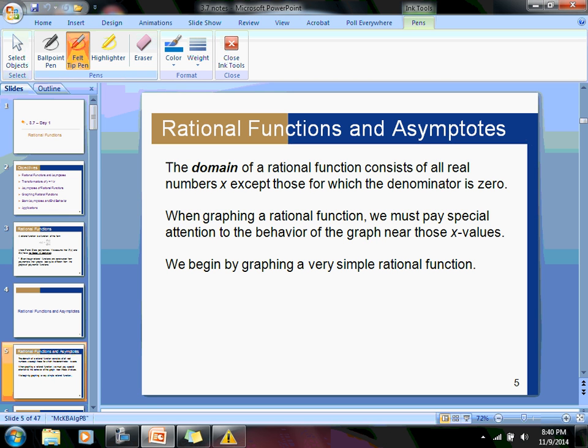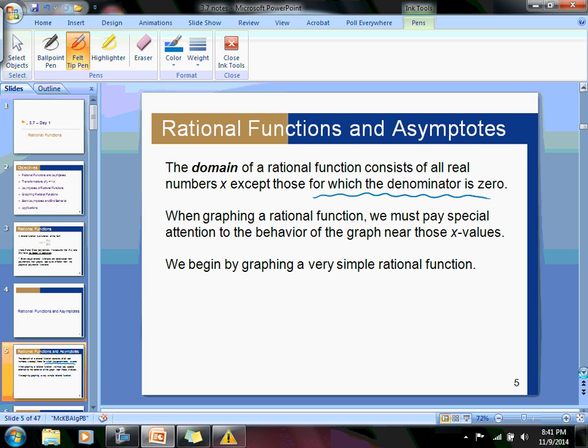So the domain, again, is just whatever values make the denominator 0. And the range is going to be any restrictions that we have in the y values. That'll be a little bit clearer once we start to talk about our horizontal and vertical asymptotes, because there is a connection between them.